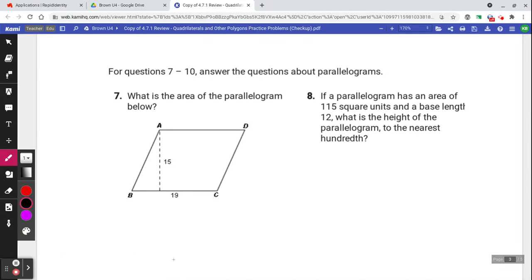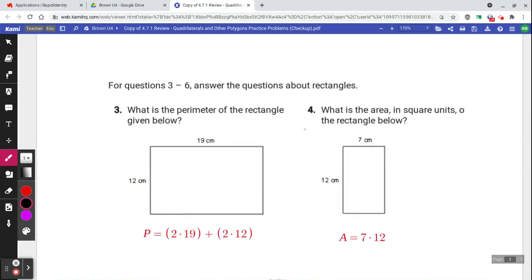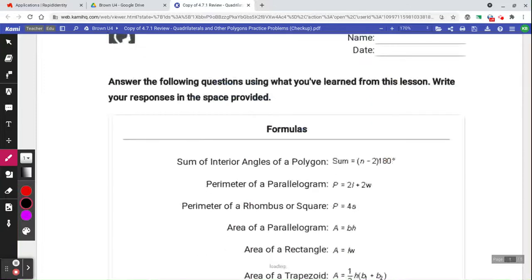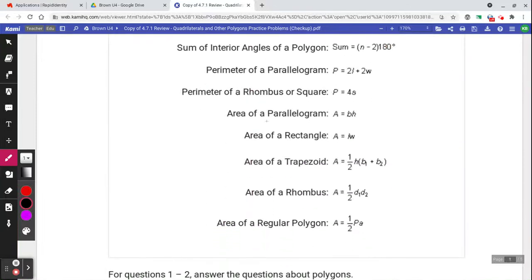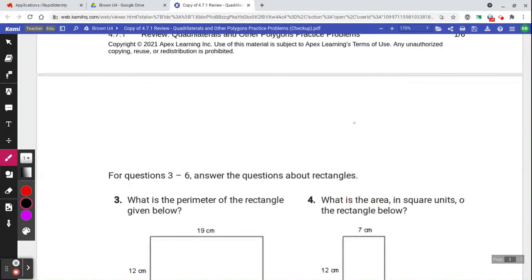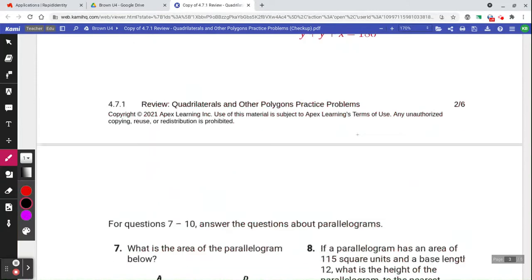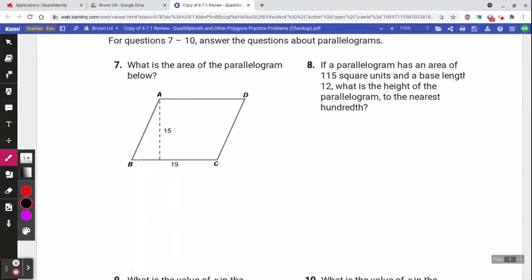It says, what's the area of a parallelogram? So we could scroll up and look at the formulas. It's a parallelogram, so we need the base and multiply it by the height. So that's all we need, is base and height. They give us the base here, from B to C, is our base, 19.